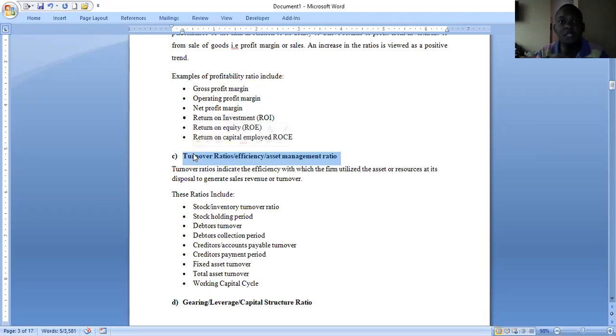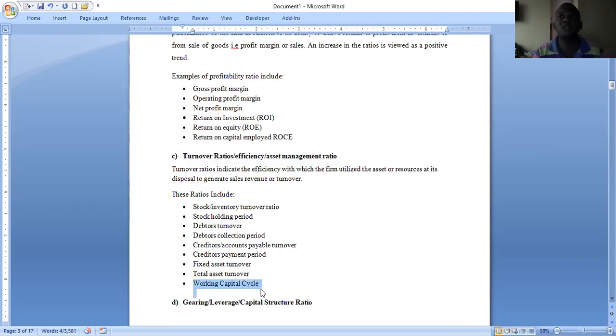So turnover ratios indicate the efficiency with which the firm utilized its assets or resources at its disposal to generate sales revenue or turnover. So some of the efficiency ratios we have are stock turnover ratio, stock holding period, we have the debtors turnover ratio, debtors collection period, creditors or accounts payable turnover ratio. We also have creditors payment period. We have the fixed asset turnover. We have the total asset turnover, and we also have the working capital cycle.